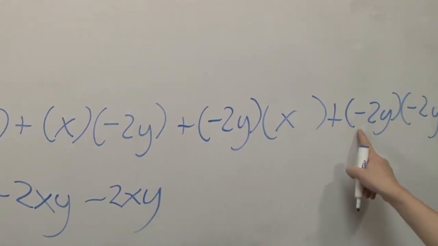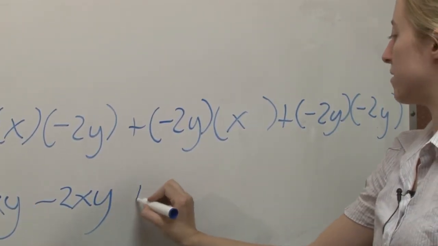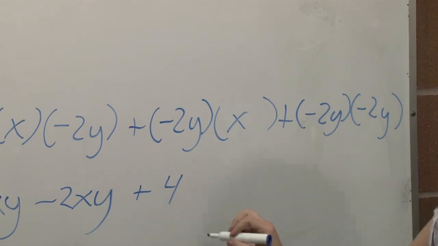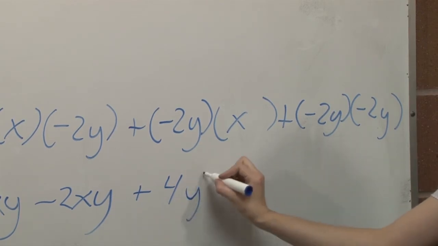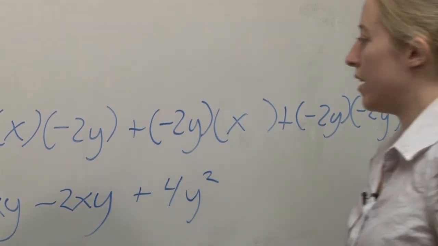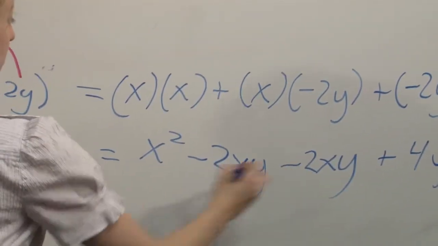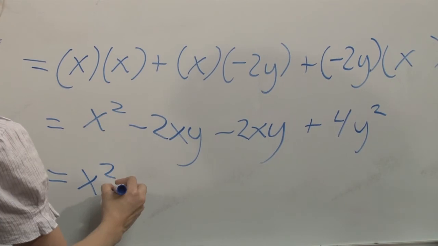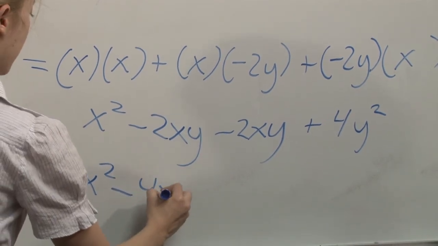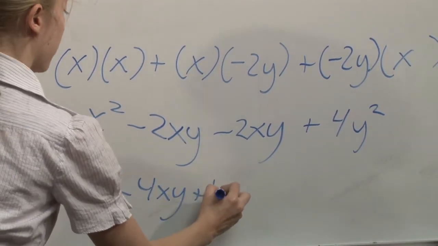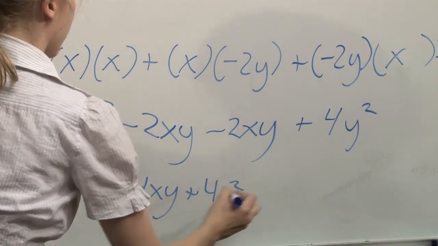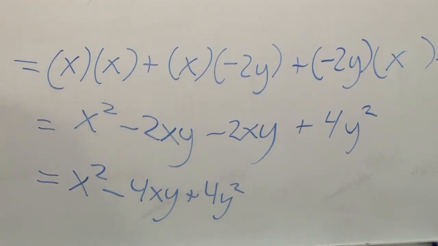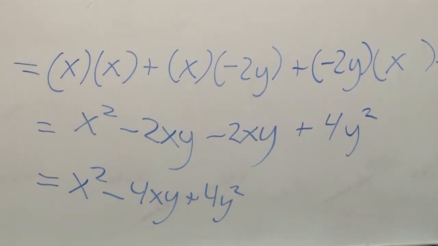And then this one, since negative 2 times negative 2 is positive 4, I'm going to get positive 4y squared. And the final step would be to combine the like terms. That's going to be x squared minus 4xy plus 4y squared. And you will learn more about distributing binomials in section 5.4.